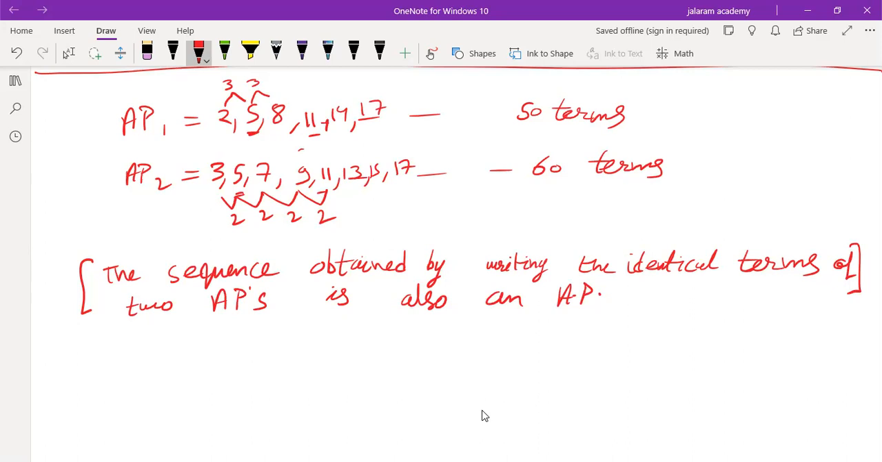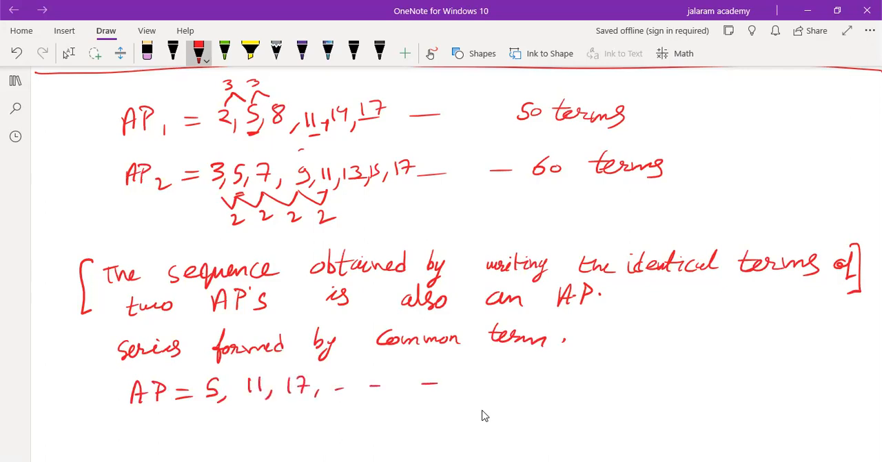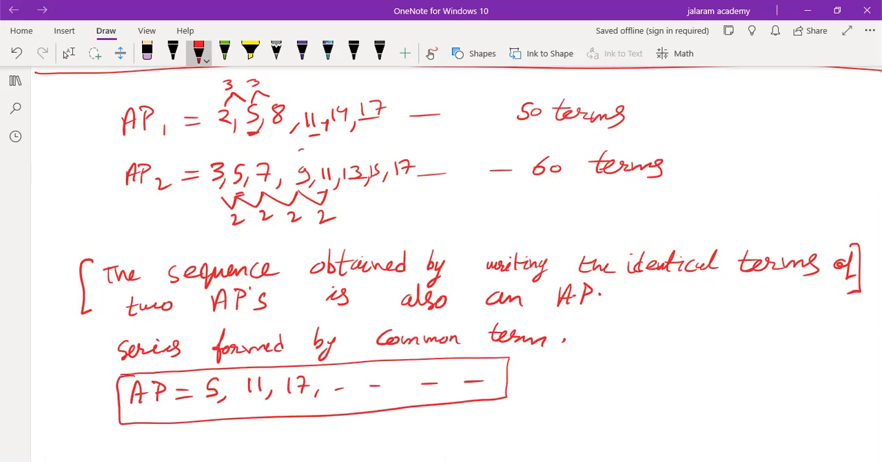Understood? So we write the series formed by common terms. First term is 5, the identical term. The second identical term is 11. Third is 17 and so on. So now think about what can be the maximum value of terms in this AP. What can be the maximum value of a term of this AP? Think about this.